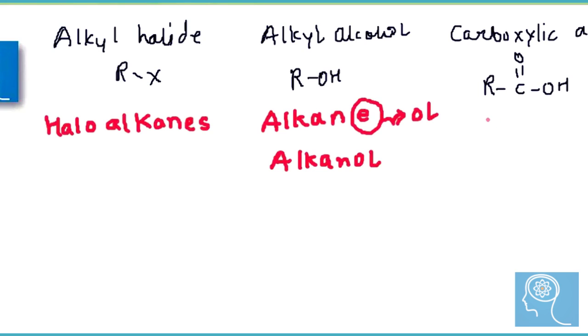In the IUPAC naming system, we name carboxylic acids by replacing E with oic acid. So it becomes alkanoic acid. So let's see some examples.